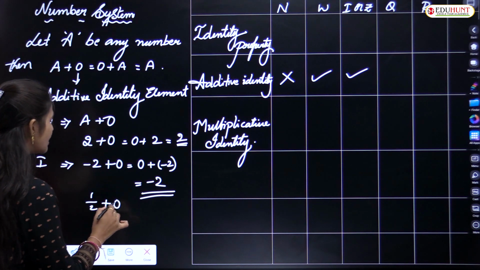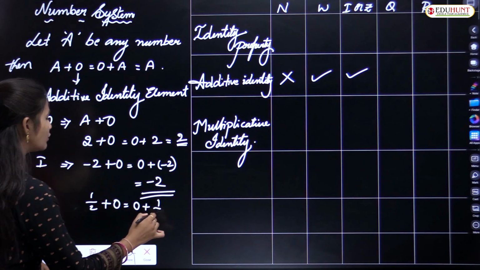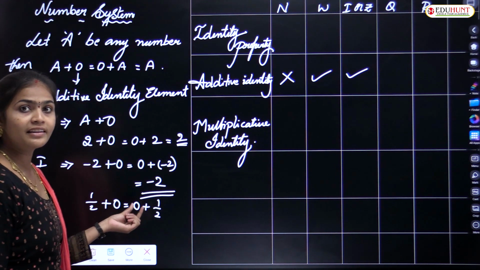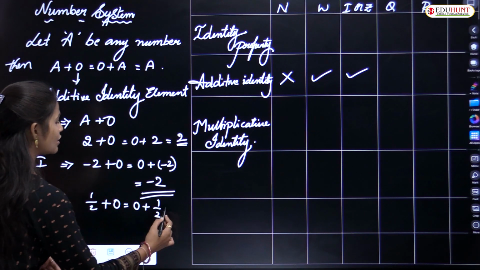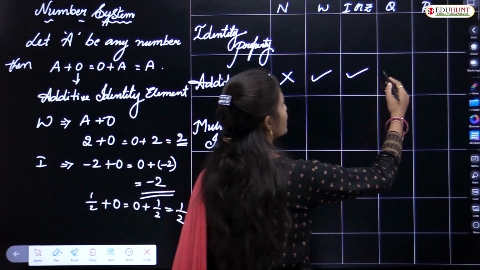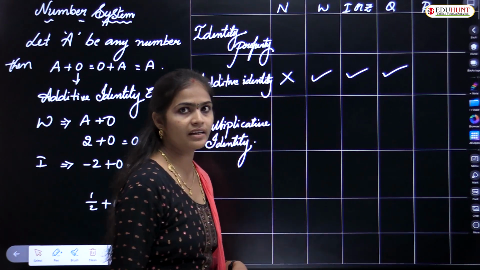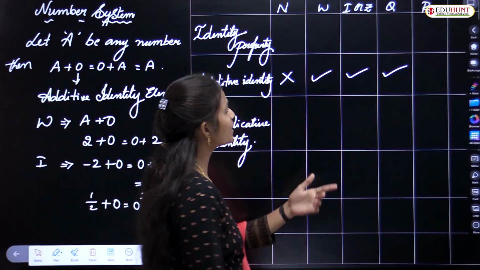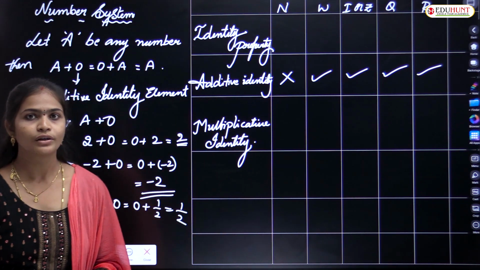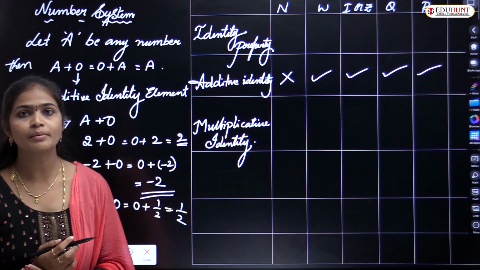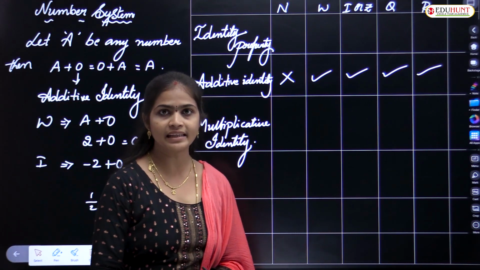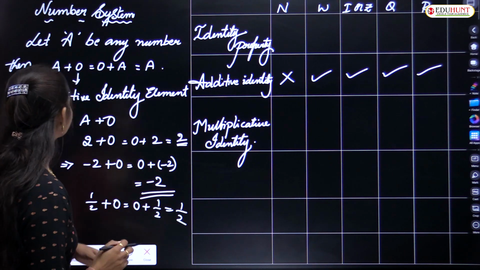Come to rational numbers. 1 by 2 plus 0 is equal to 0 plus 1 by 2. If you add 0 to that fraction, or add that fraction to 0, you also get the same fraction as the result. So rational numbers are also satisfying. If all these numbers are satisfying, then automatically real numbers will also be satisfied. Only in natural numbers it is not satisfied, because in natural numbers 0 will not be there.